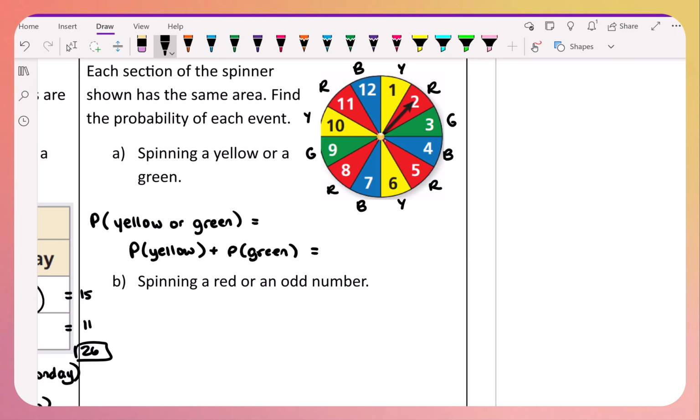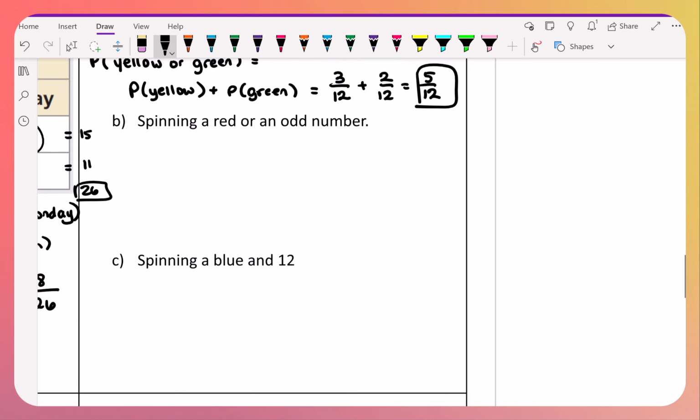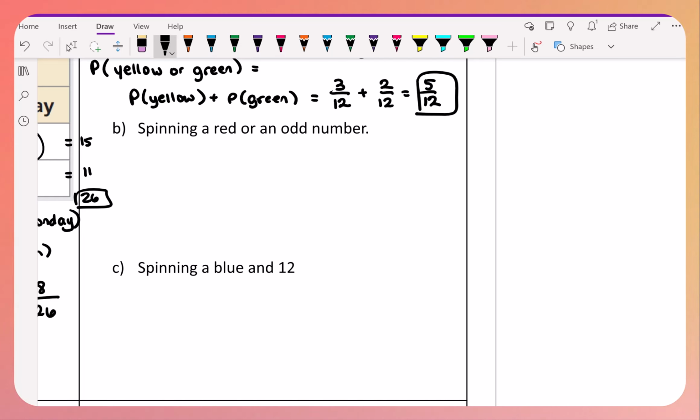So the probability of spinning a random yellow would be 3 out of 12. And you're going to add that to the probability of spinning a green, and you have 2 out of 12. So total probability would be 5 out of 12. Okay. So next part says spinning a red or an odd number. So I'm going to set it up, red or odd.